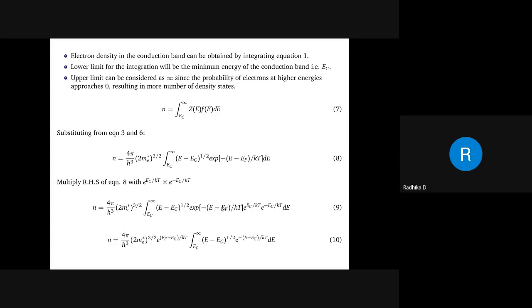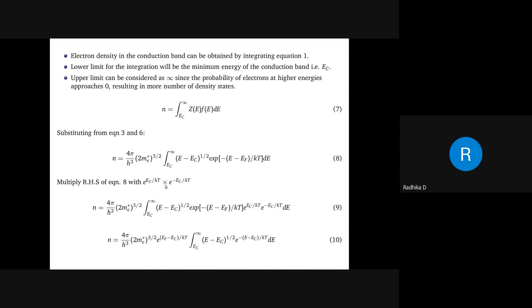If I move the exponentials out, I can combine them like this: e to the power of (Ef minus Ec) by kT. What am I left with? The integral from Ec to infinity, (E minus Ec) to the power of half, obviously it remains there, dE also remains there. Whatever is the balance, e to the power of minus E by kT, that is one term. And then there is a plus Ec by kT, I will make it as minus of minus Ec.